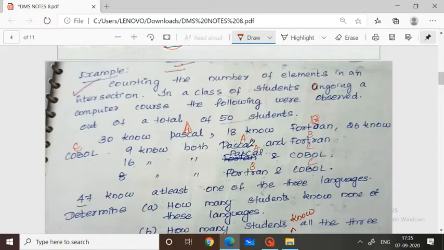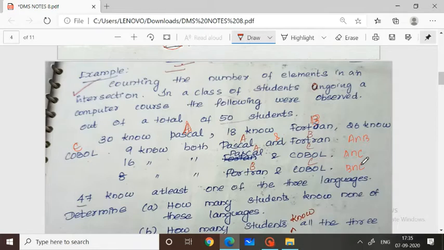Now A and B are Pascal and Fortran. So A intersection B is 9, and A intersection C, Pascal and COBOL, is 16, and Fortran and COBOL, B intersection C, is equal to 8. So 47 know at least one of these three languages, it is given here.